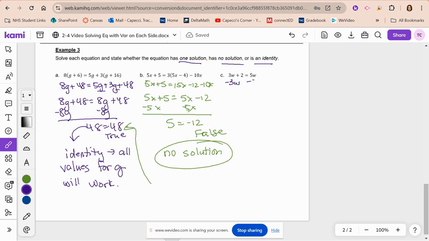I'm going to bring my 3w to the other side, and I have 2 is equal to 2w. Divide both sides by 2, and w equals 1. In this case, there's one solution, just one. The value is 1. And another example would be if x is equal to 12, there's one solution. That's what we've been doing up to this point.